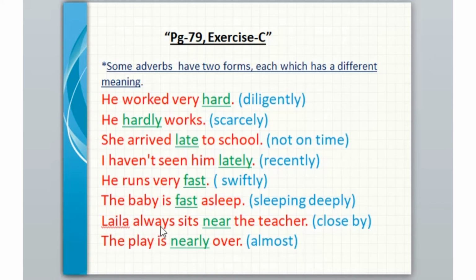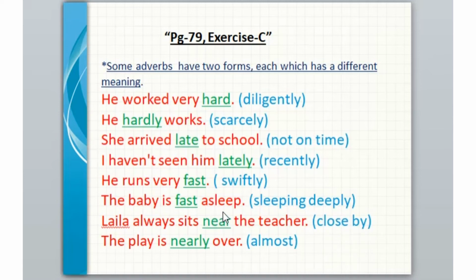Laila always sits near the teacher. So near is underlined here, which is one adverb. Sits is our verb, which is defined by this adverb, and the meaning for this near, written in blue, is close. She sits close to the teacher. Near here means close by.